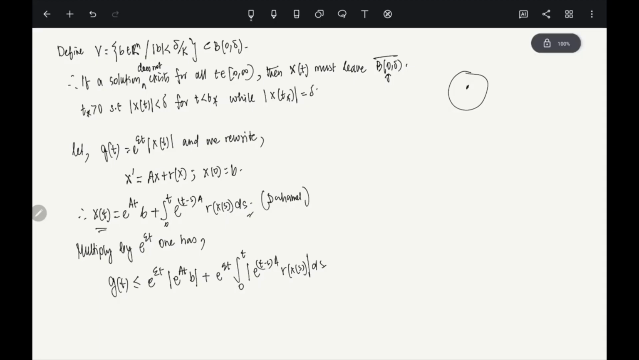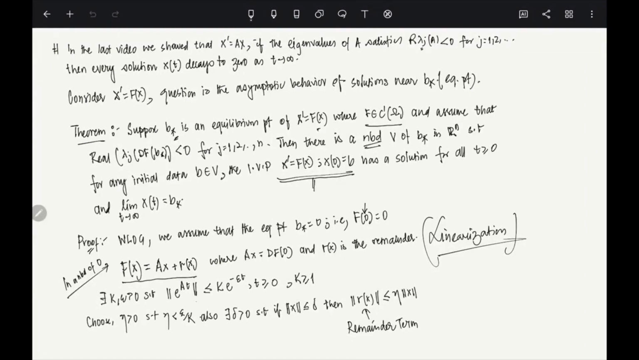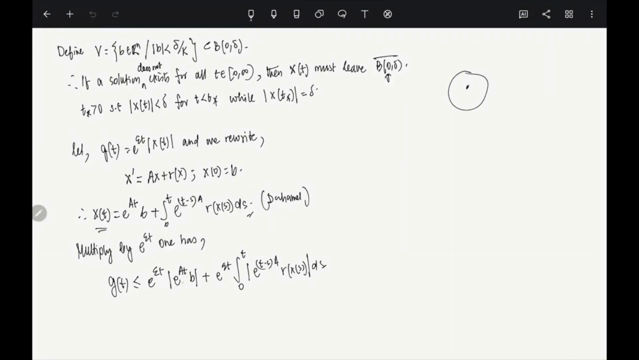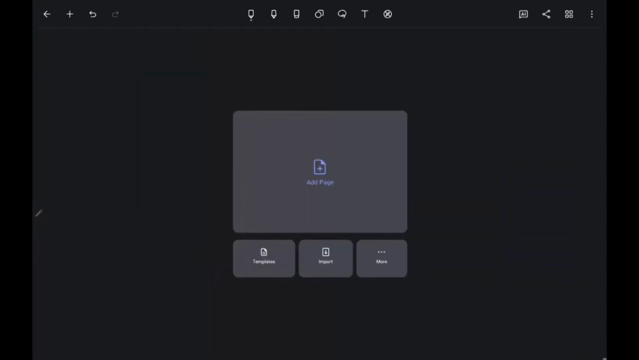Now you see this e power At. What we are going to do is use the bound on the exponentials. You see, the norm of e power At is less than or equal to k times e power minus epsilon t. So if you put that, what you have is g of t is less than or equal to k times mod b plus k times the integral from 0 to t of e power epsilon s r of x s ds. Is it okay? Just by using that bound.